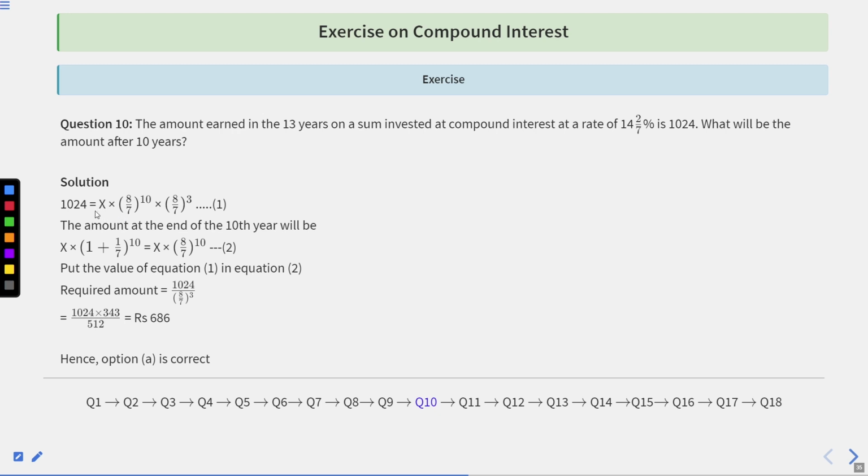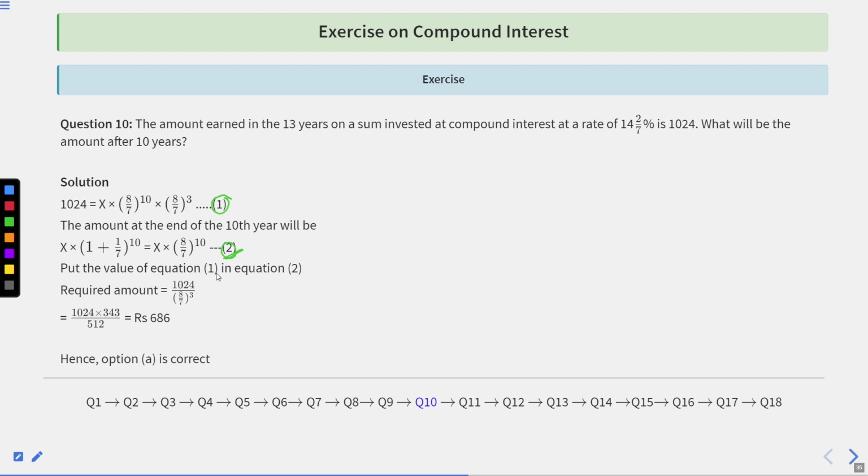So 1024 equal to x into 8 upon 7 to the power 10 into 8 upon 7 to the power 3, which is equation number 1. So the amount at the end of 10th year will be x into 1 plus 1 upon 7 to the power 10 equal to x into 8 by 7 to the power 10. So this is equation 2.